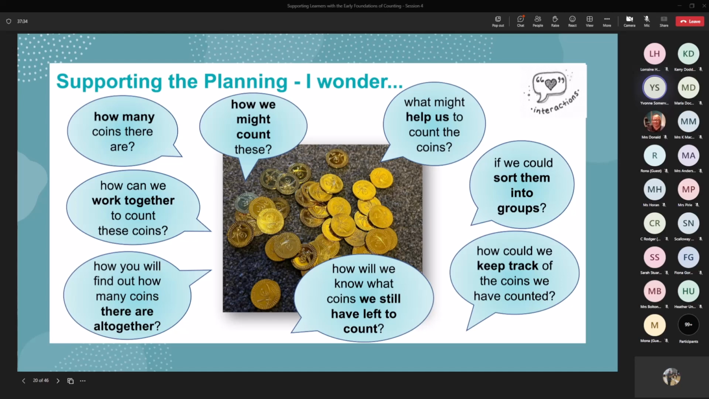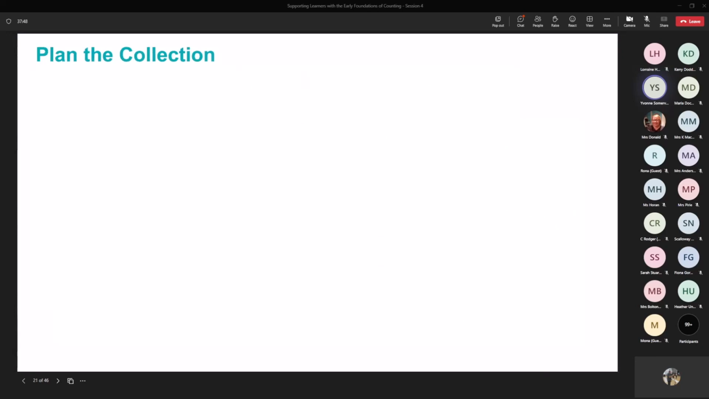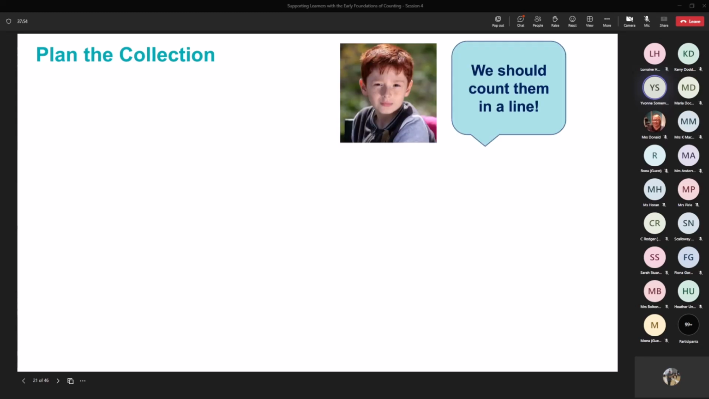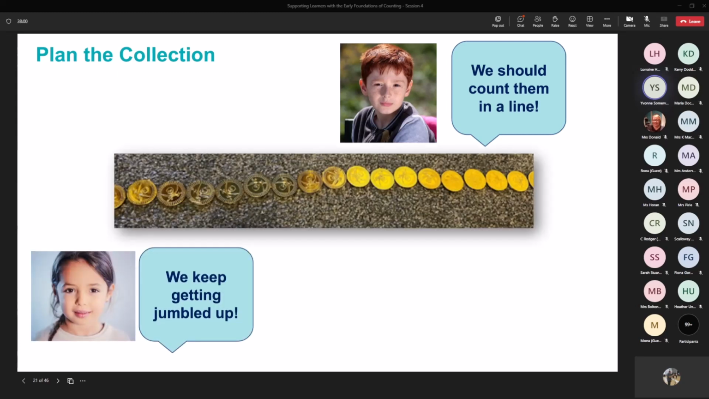So you can see how just a little spark of a question can help to guide their thinking about, actually, we're going to need to think about how we count these. So in this particular setting, one of the children involved, Ben, said that they should line them up to count them because that's the best and easiest way, counting from the beginning and counting all the coins. So the children set about carefully lining up all the coins in a row and they began to count them.